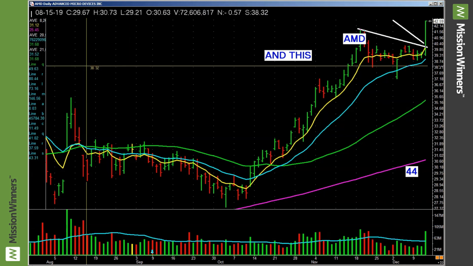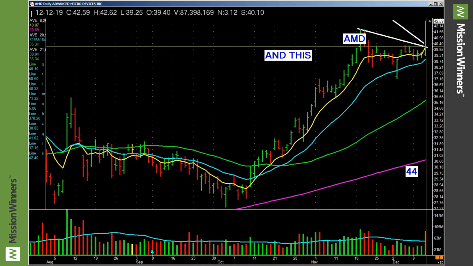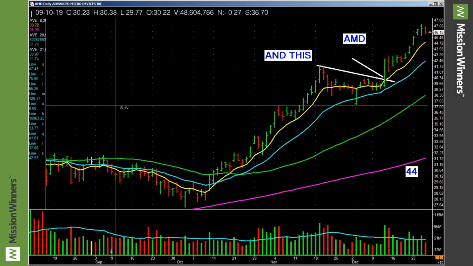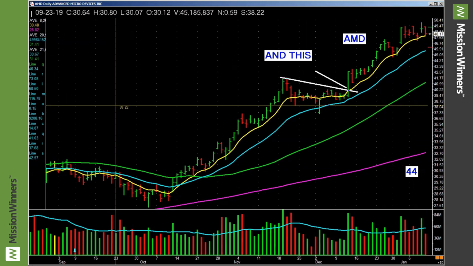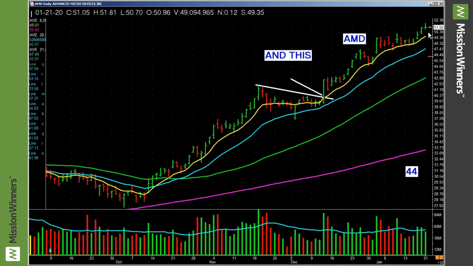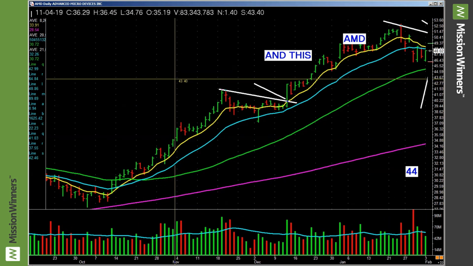I say this a lot, and it's the truth. People talk with their mouths and vote with their pocketbooks. Volume shows they voted. Look at that. And what's it do? It marches. And we advance. Isn't that nice? This is the 8-period exponential moving average. We'll talk about that. Comes down here.